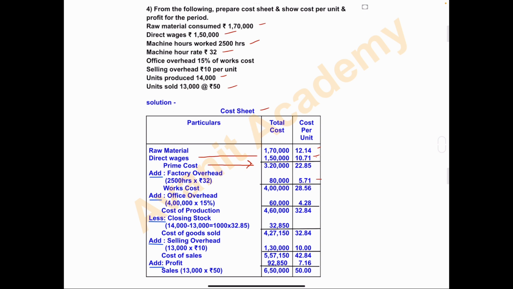Add this prime cost and factory overhead. Prime cost we have got 3,20,000 plus 80,000, and the total is 4 lakh. Cost per unit: 22.85 plus 5.71, and the total is 28.56.